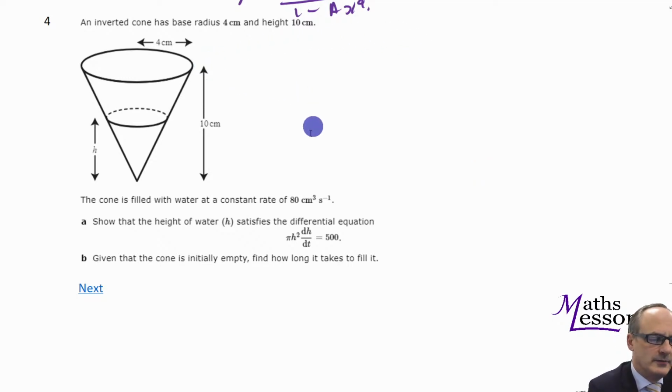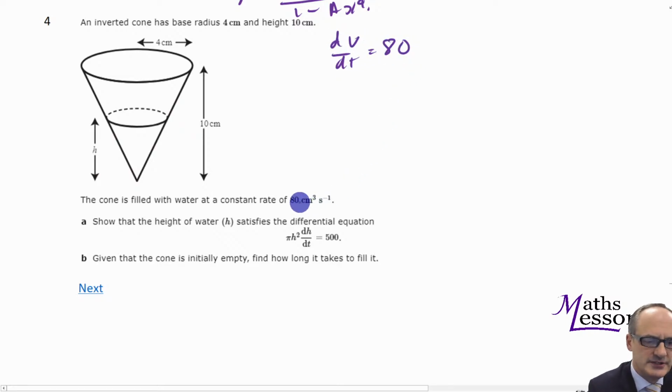Right, so here we go. We've got this question and we're going to try and show this to start off with. Now, if you can't show this and you're in a test, just have a go at solving the second half of the question, by solving this differential equation. Anyway, the first thing you've got to realise, this is dv by dt. So we write dv by dt is equal to 80.